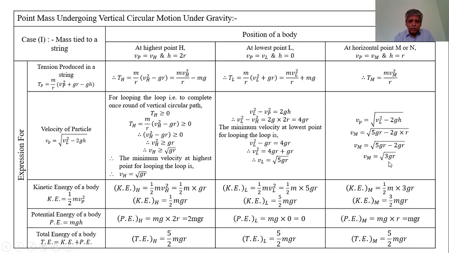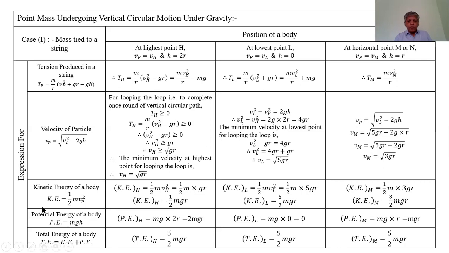in a vertical circular motion. Also, we can find out the expression for the kinetic energy, potential energy, and total energy of the body in a vertical circular motion. Kinetic energy at any position is equal to half m Vp square. Potential energy is equal to mgh, and total energy is equal to kinetic energy plus potential energy. From these expressions, we can find out the kinetic energy, potential energy, and total energy at the highest position, lowest position, and at the horizontal positions M and N.